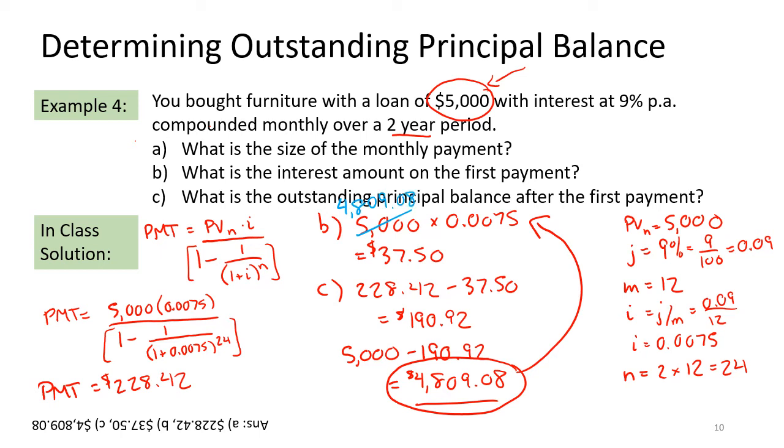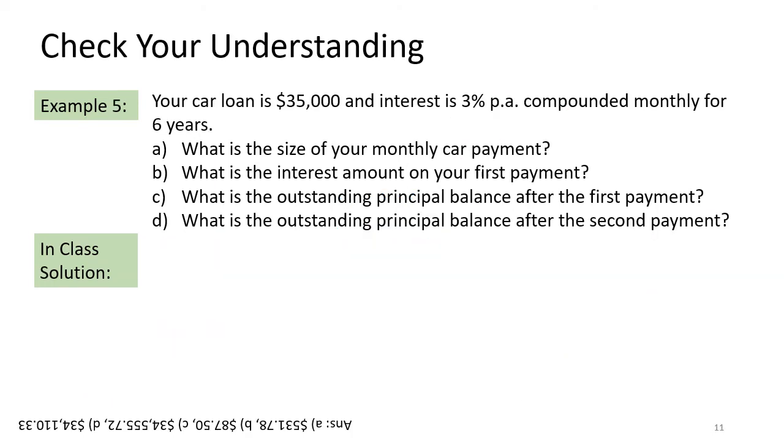Okay, so our next example, we'll start to look at that. Your car loan is $35,000 and interest is 3% per annum, compounded monthly for 6 years. Part A is what is the size of your monthly car payment? Part B is what is the interest on your first payment? Part C is what is the outstanding principal balance after the first payment? And part D is what is the outstanding principal balance after the second payment.